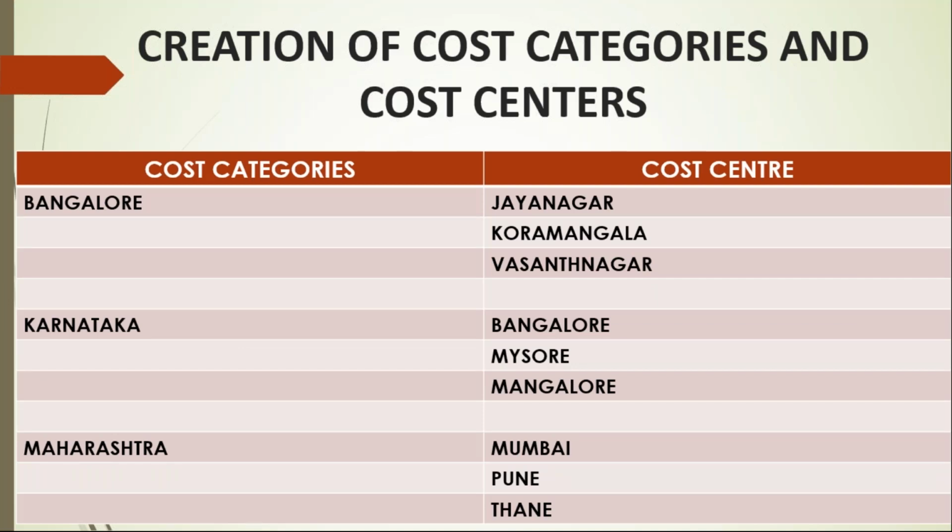So you can just capture the same. Under Karnataka, it is Bangalore, Mysore, and Mangalore. Under Maharashtra, I have taken as Mumbai, Pune, Thane. You can also select the state of your choice. You can create a cost category of your state, and then you can create cost centers under it. So it will be a practice for you also. I've given here 3 cost categories. You can create more than that.